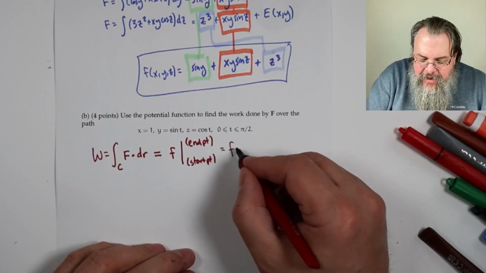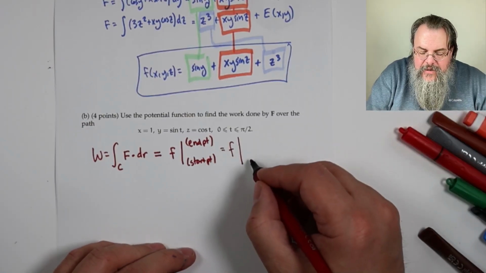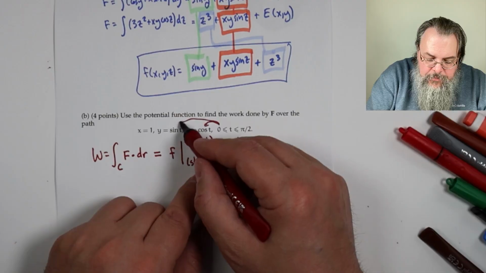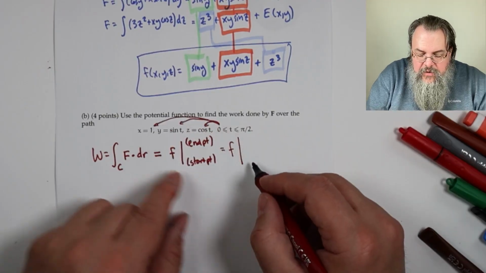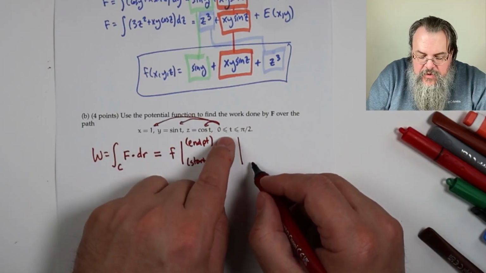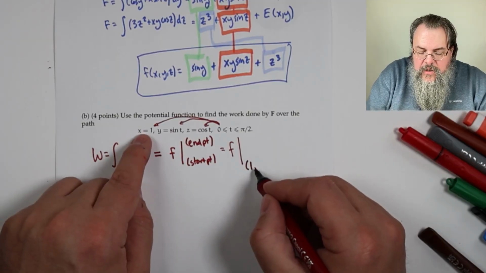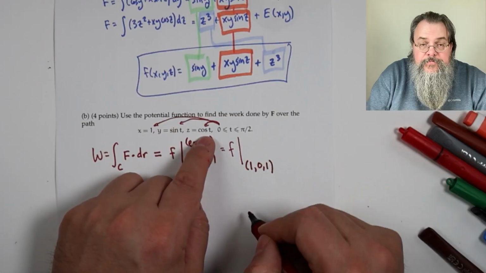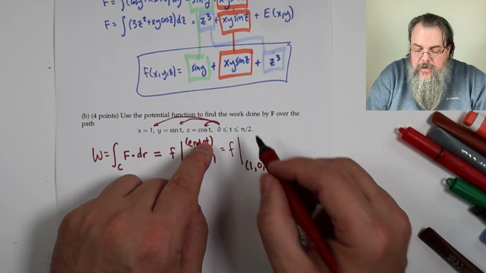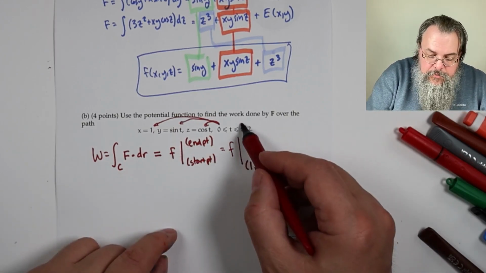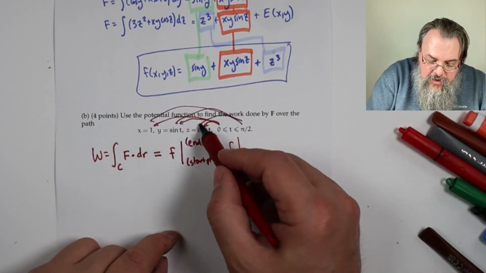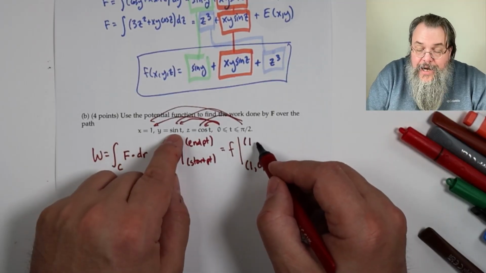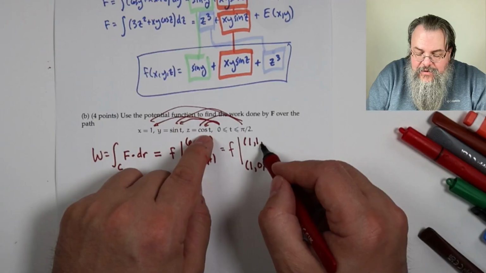So for us, how do we find the start and the end? Well, the start is you plug in 0. And you say, okay, so at time 0, we have 1. Sine of 0 is 0. Cosine of 0 is 1. Okay, that's our start. Now, the end, you plug in pi over 2. Okay, so where are we at the end? Well, 1 is still 1. Sine of pi over 2 is 1. And cosine pi over 2 is 0.